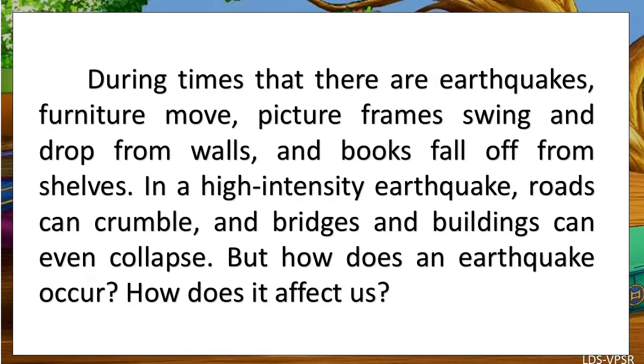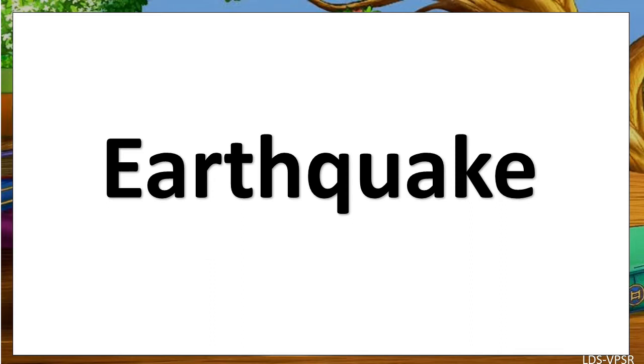During times that there are earthquakes, furniture move, picture frames swing and drop from walls, and books fall off from shelves. In a high-intensity earthquake, roads can crumble, and bridges and buildings can even collapse. But how does an earthquake occur? How does it affect us? Earthquake.